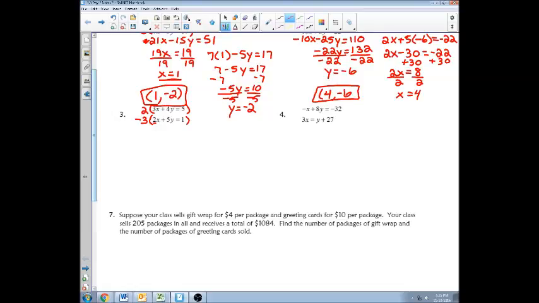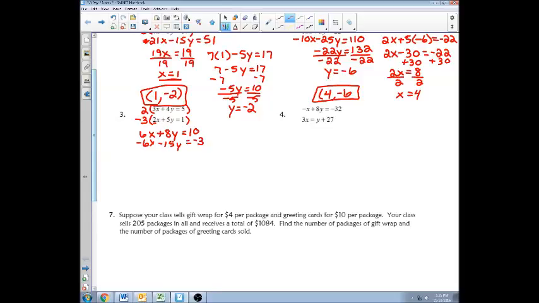So 2 times 3x would get me positive 6x. 2 times 4y would get me positive 8y. 2 times 5 would get me positive 10. Negative 3 times 2x would get me negative 6x. Negative 3 times positive 5y would get me negative 15y. Negative 3 times 1 would get me negative 3.